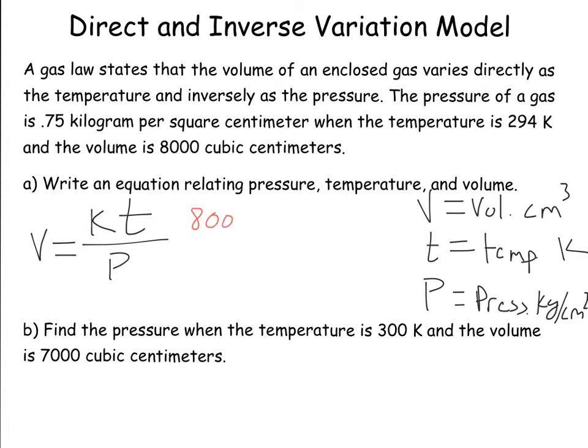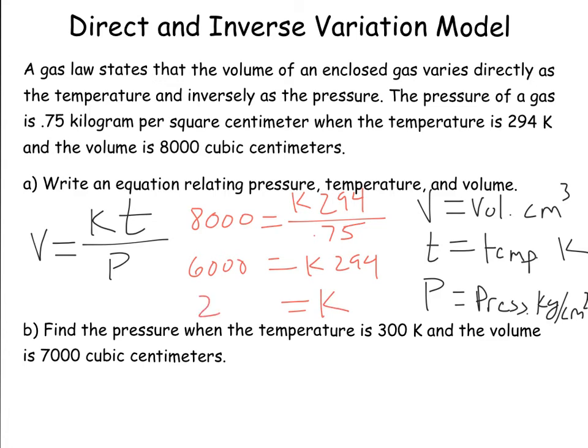It gives us some data about a scenario where the gas is taking up 8,000 cubic centimeters. There's K. Temp is 294. And pressure is 0.75. Multiply both sides by 0.75, and you get 6,000 is K times 294. You could leave this as a fraction. 6,000 over 294, I think it simplifies to 1,000 over 49. And that's fine if you leave it like that.